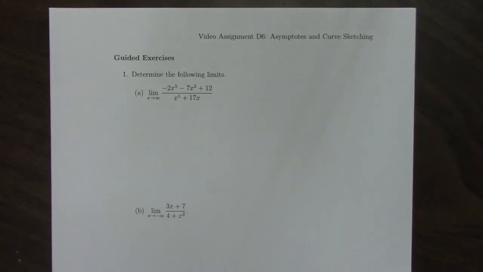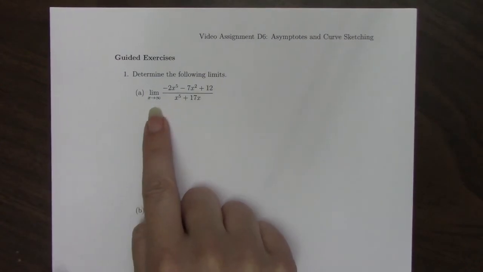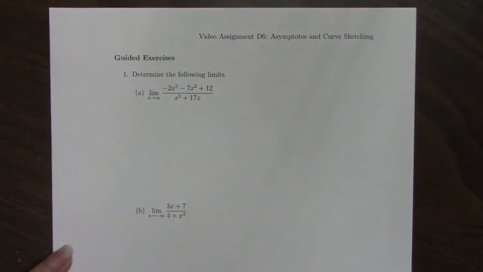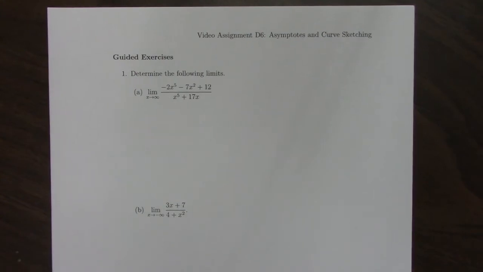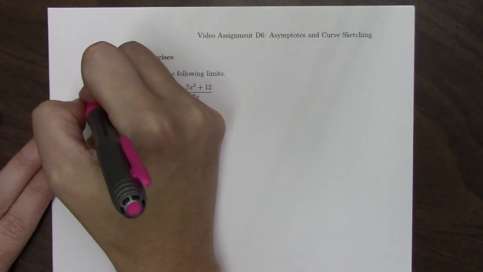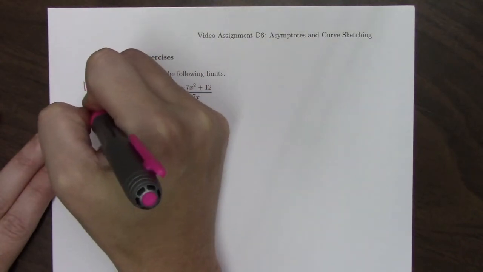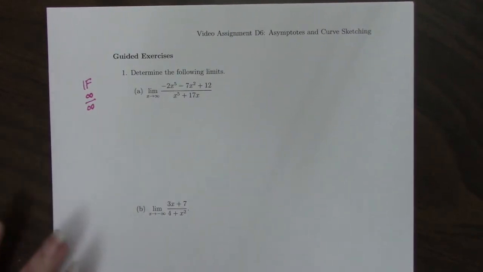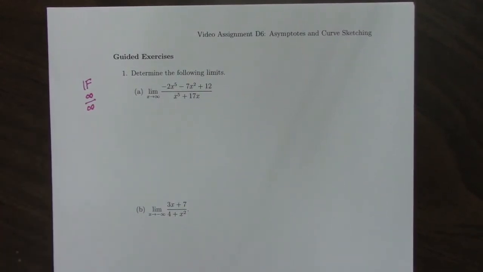So problem 1 says determine the following limits. We have the limit as x goes to infinity of a polynomial over a polynomial. The numerator is going to infinity and the denominator is going to infinity, so we actually have an indeterminate form of infinity over infinity. We need to do more work before we can evaluate this limit.